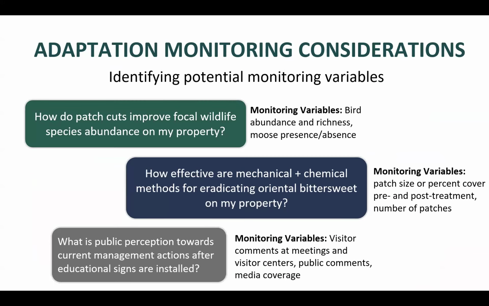We can take that lens of qualitative and quantitative observations to then brainstorm potential monitoring variables we can use to answer our monitoring question. For example, if your monitoring question is, how do patch cuts improve focal wildlife species abundance on my property? You might be looking to measure bird abundance and richness, or moose presence and absence. If your question is, how effective are mechanical and chemical methods for eradicating oriental bittersweet on my property? You might be looking to measure patch size or percent cover pre and post treatment or number of patches of invasive species.